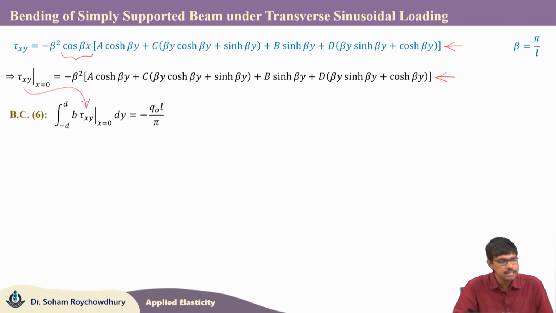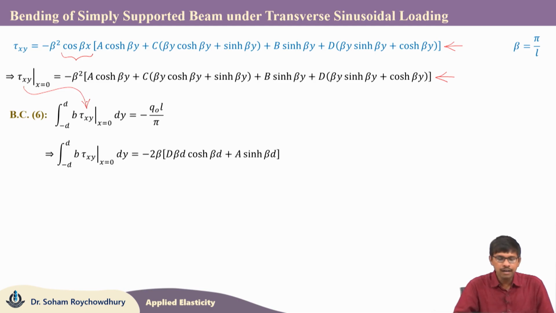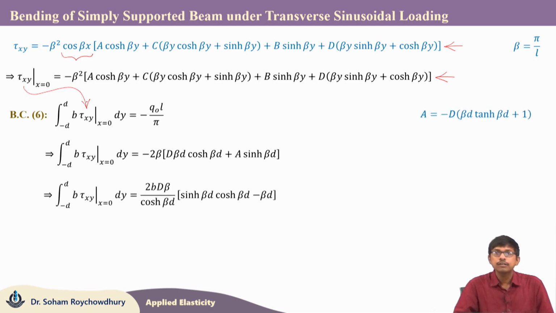So, if you replace tau xy at x equals 0 in the left hand side integral and integrate this, it would come out to be minus 2 beta times within bracket capital D beta small d cosh beta d plus a sinh beta d. Now, recall the relation between A and D. A was obtained to be minus capital D times within bracket beta small d tanh beta d plus 1.